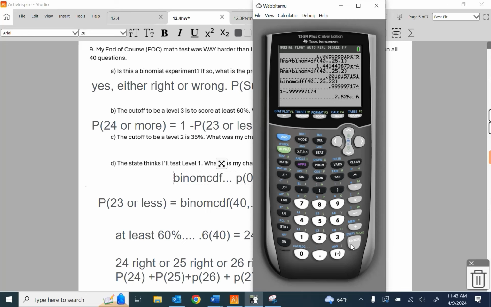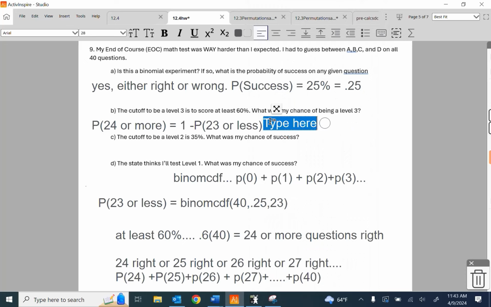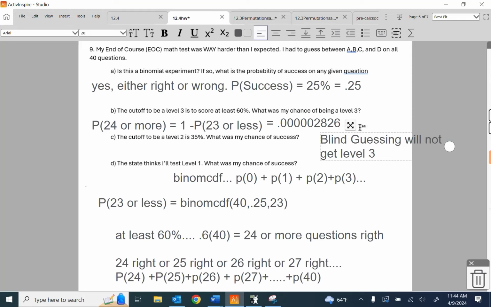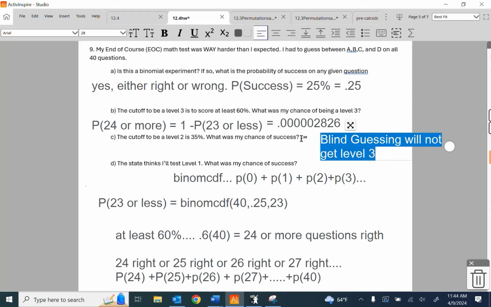We got scientific notation here: 5 zeros followed by 2826. So, moral of the story is guessing will not get you level 3. Let me say this, blind guessing. Paying attention to that, blind guessing ain't going to do it. That's your chance of success. It ain't going to happen.